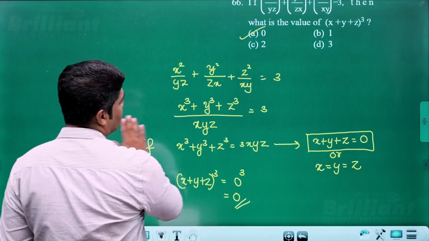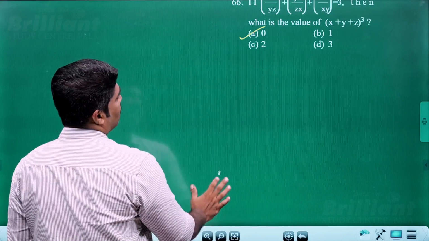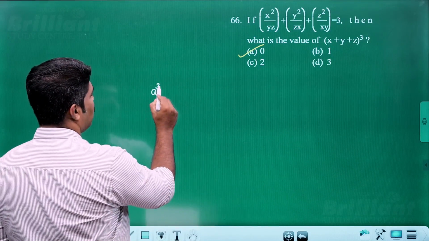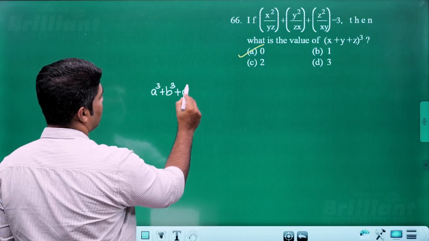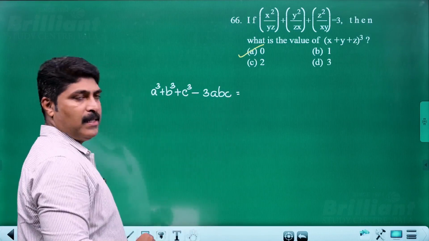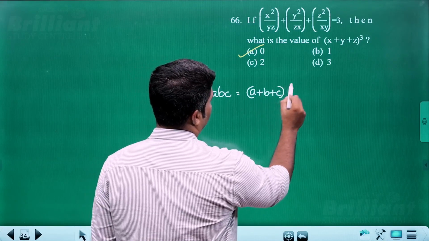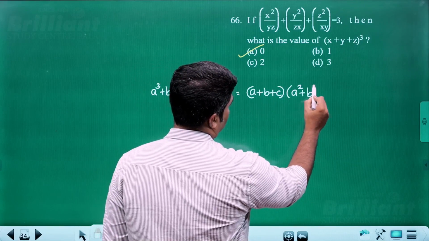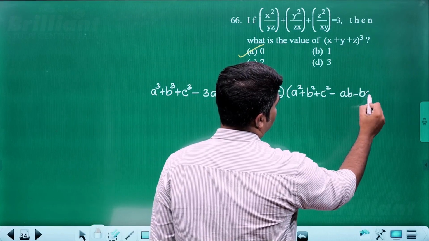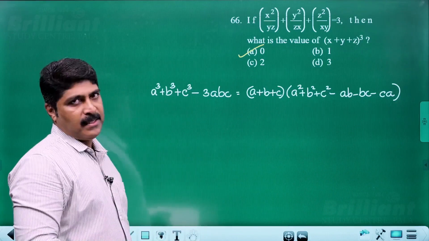So this is based on an identity. We can think about what that identity is here. That's also an important understanding in such types of questions. Here the identity is very simple. a cube plus b cube plus c cube minus 3abc is equal to a plus b plus c into a square plus b square plus c square minus ab minus bc minus ca. This is the identity.